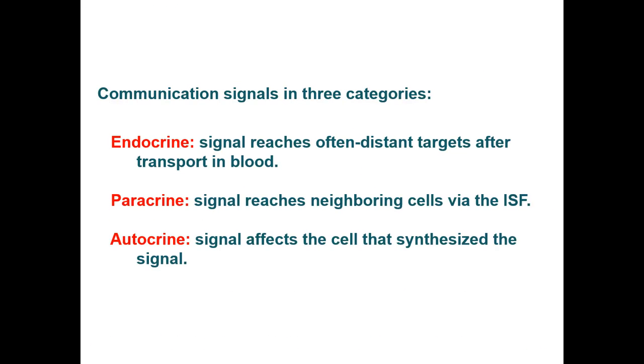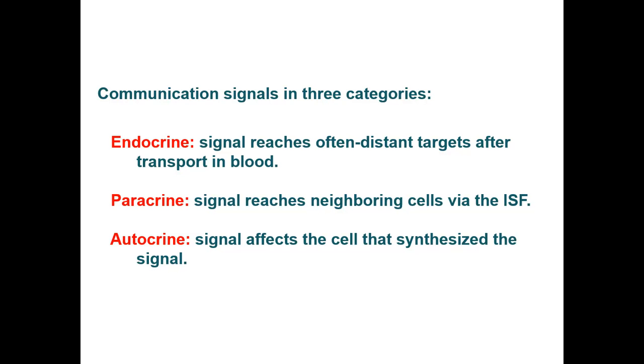Communications, there's three categories. Basic, when we're talking about the endocrine system. There's endocrine signaling. That is where signals reach a distant target, transported in the blood. So endocrine hormones, like estrogen, get dumped into the blood and travel far, far away from the ovaries in a female. So that's an endocrine response.